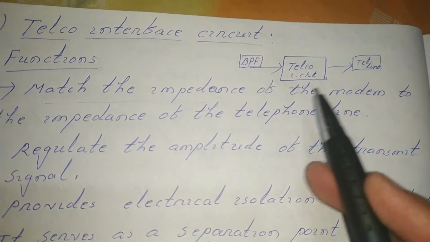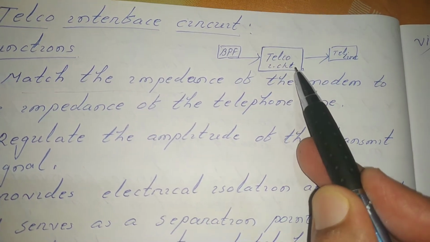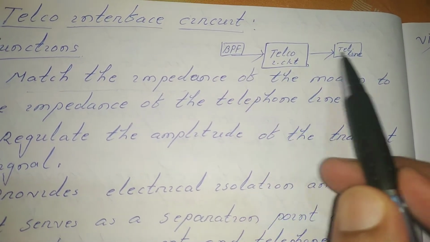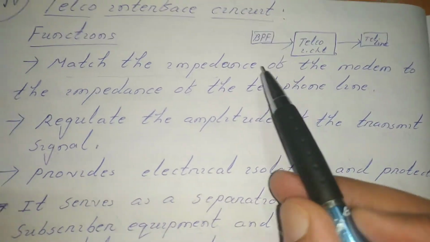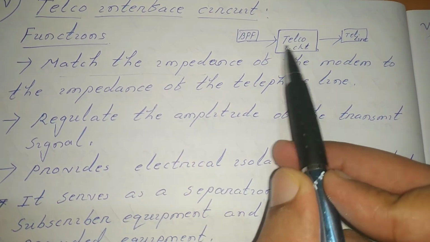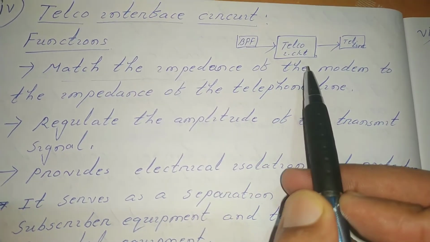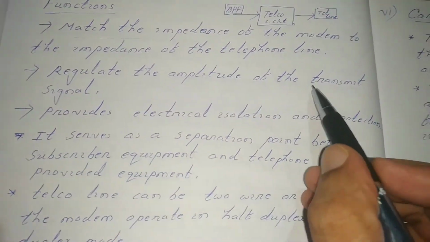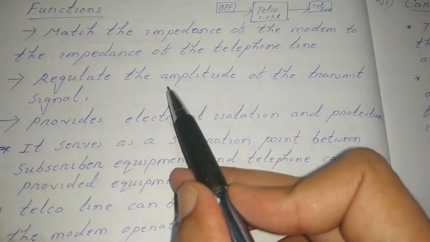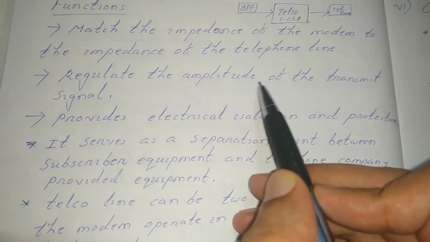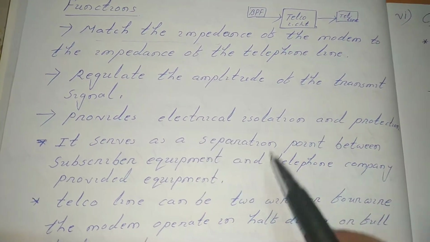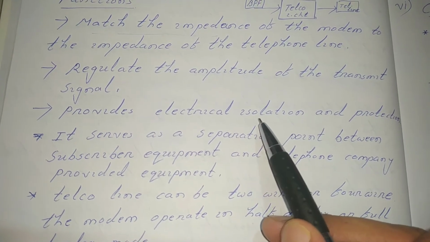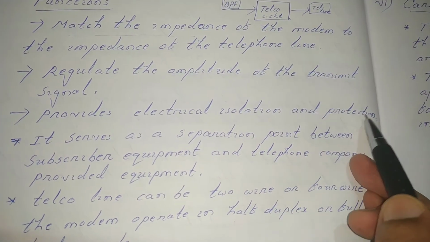Our next block is what? The telco interface circuit, or the telecommunication interface circuit. The telco interface circuit resides in between the band pass filter and the telephone lines. The first function of the telco interface circuit is that it will match the impedance of the modem to the impedance of the telephone line. So the impedance of the modem as well as the impedance of the telephone line should be matched. The next function is that it will regulate the amplitude value of the transmit signal. The third function is that it will provide some electrical isolation and protection.